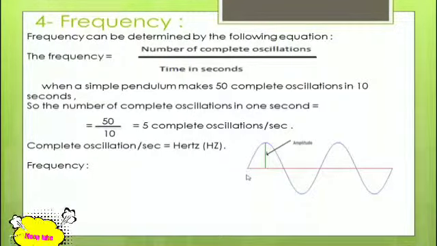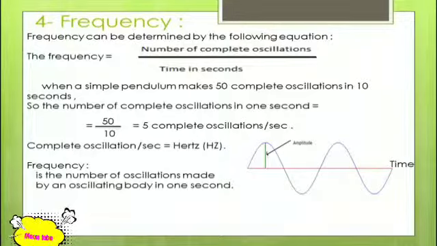Frequency is the number of complete oscillations made in 1 second by the oscillating body. So the red line refers to the time, and the blue line refers to the motion of the oscillating body. We can determine the number of complete oscillations by counting the number of amplitudes. 1, 2, 3, 4. This is 1 complete oscillation. 1, 2, 3, 4. Number 2 complete oscillation. So in this figure we have 2 complete oscillations. We can divide it by the time if it is known, so we can find the frequency.